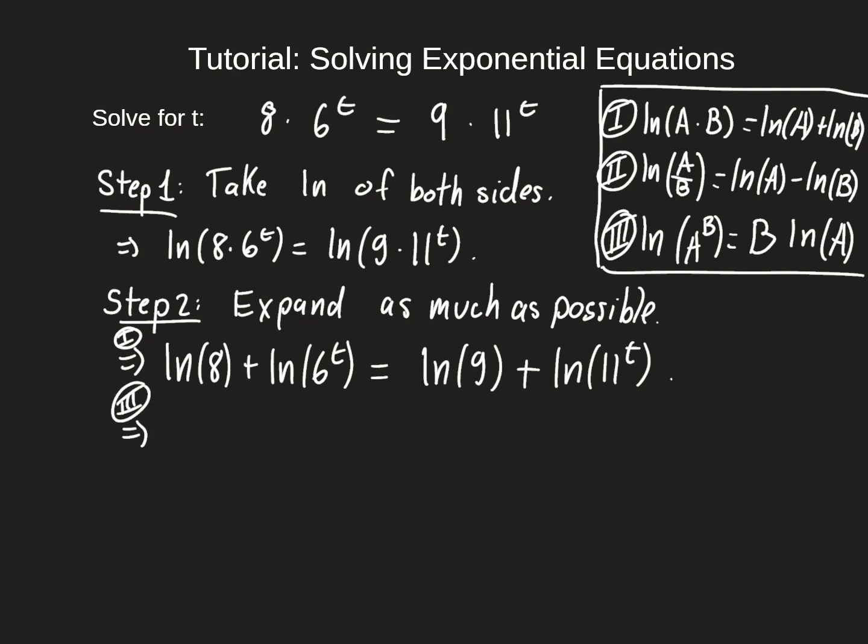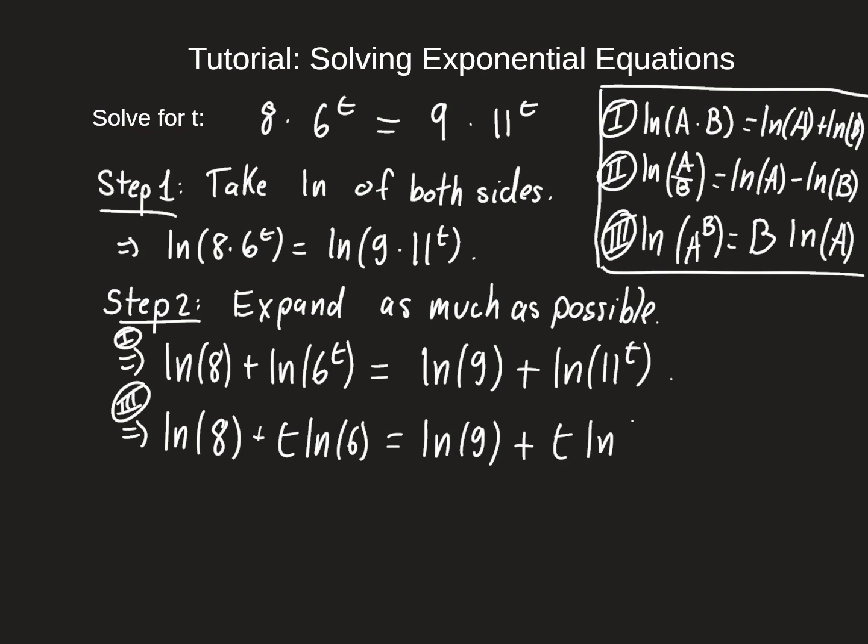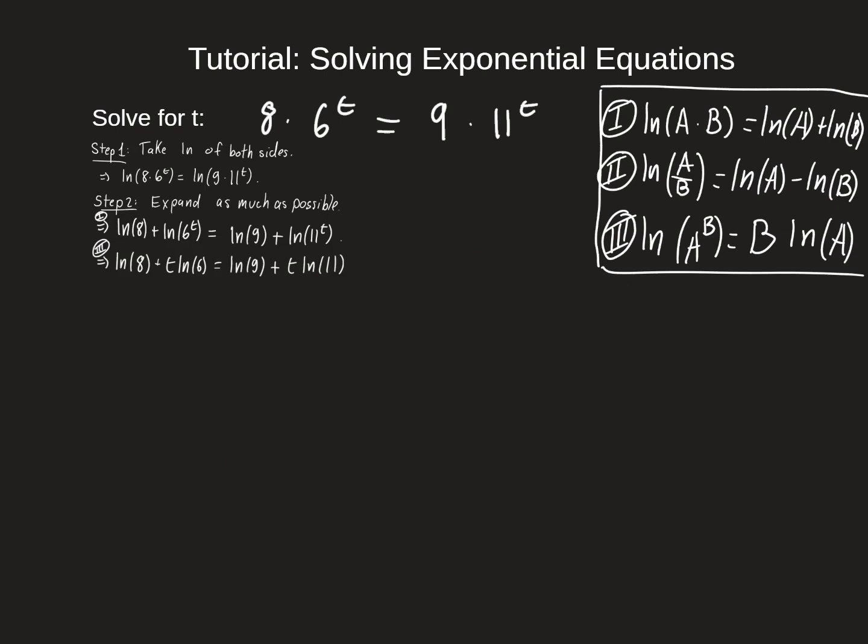Using our law number 3, we're going to see that we now have ln of 8 plus t ln of 6 is going to be equal to ln of 9 plus t ln of 11. We can quickly confirm that we're done now with step 2 by looking again at all these natural logs. These are all natural logs of just numbers. We have ln of 8, ln of 6, ln of 9, ln of 11. These are all just numbers, so we know that we're done expanding now.